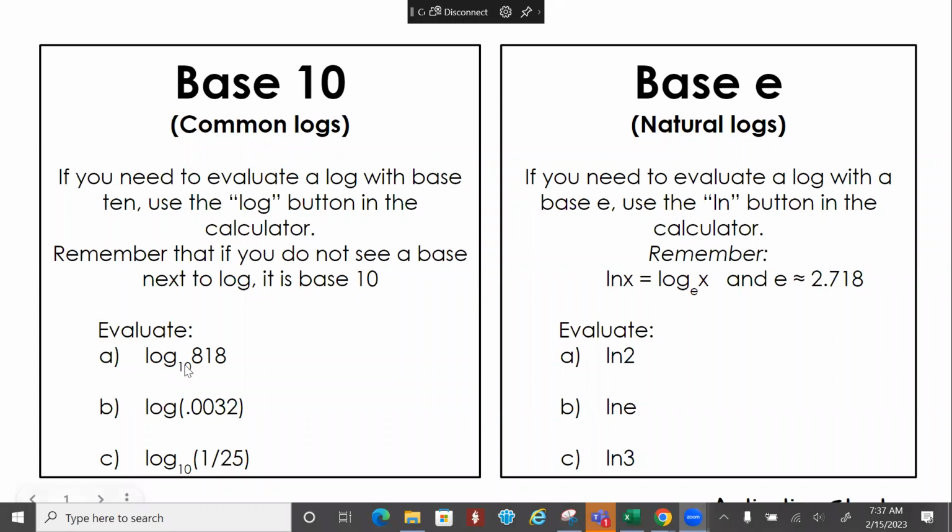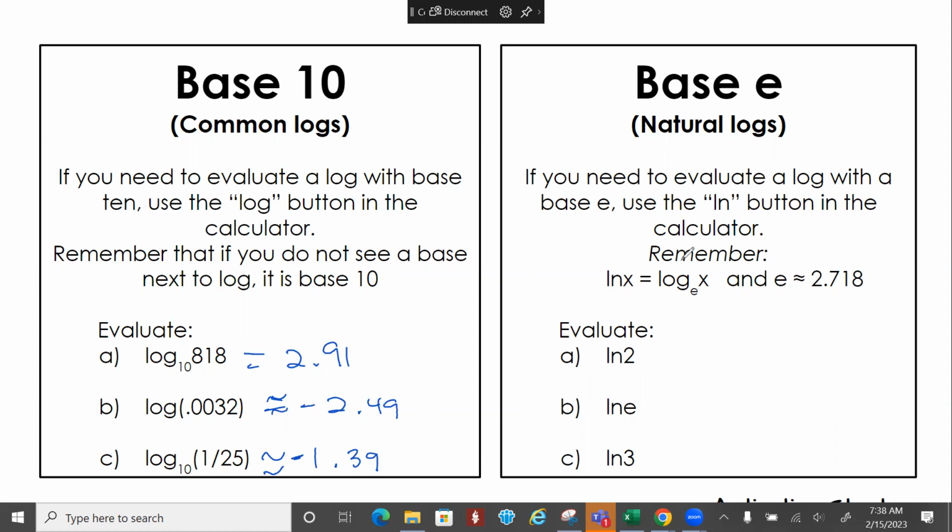Okay, the log base 10 of 818, what did you get? 2.9-ish? Yeah, hurry up. All right, we're about to do log of 0.0032. Oh, we're not there yet. Okay, take a second. Negative 2.4. Okay, that's okay. We're giving rough estimates. Log of 1 divided by 25. What'd you get? I got 1.39, roughly. You got negative?